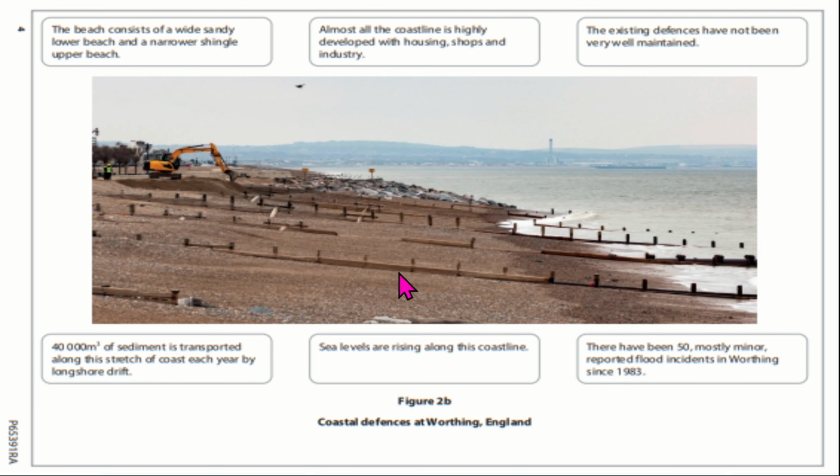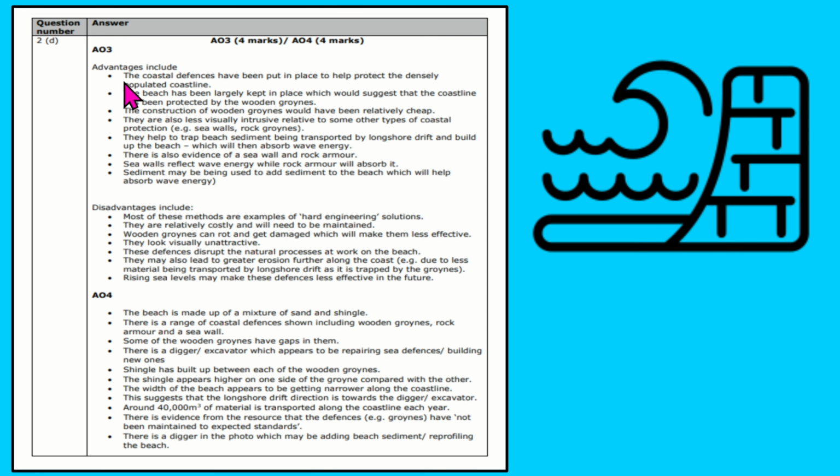So let's check the mark scheme and see what we could have written. If we look at the mark scheme, we have got jumping out is seawalls, rock groins. I think this is some rock armor as well, and sediment may be being used to add sediment. Terrible sentence, but that's beach nourishment. So I think you're in the clear if you write about beach nourishment and groins, seawalls as well. Okay, so remember I said there are lots like rock armor, but if you remember 4, you should be in the clear. There is some AO3 and AO4.